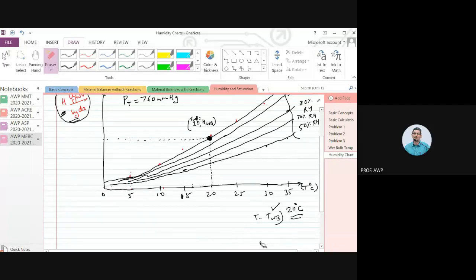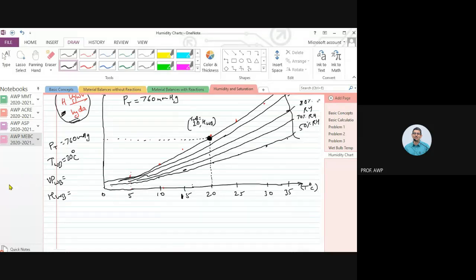Forget all this. I think only one or two people are following. Suppose I say TWB is 20 degrees centigrade. Calculate vapor pressure at the wet bulb temperature. Calculate the humidity at the wet bulb condition corresponding to total pressure of 760. Somebody calculate.